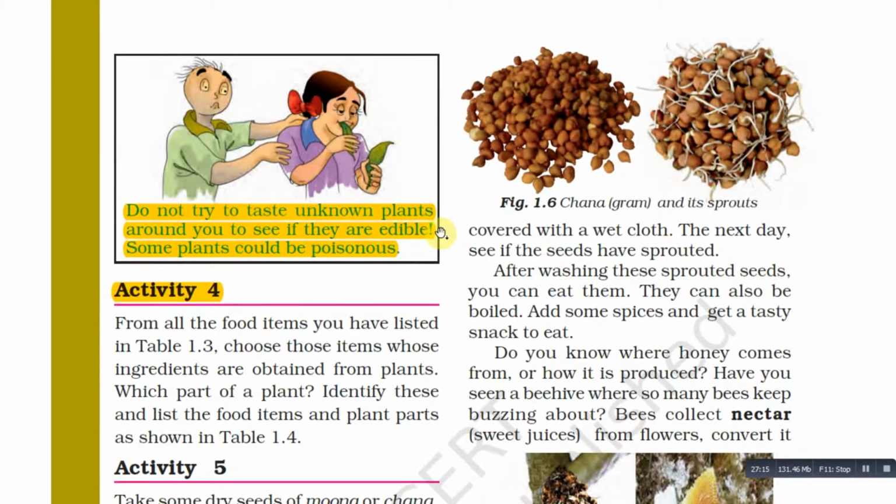Okay, now see here, there is a caution notice. Do not try to taste unknown plants around you to see if they are edible. Some plants could be poisonous. Okay, you are not Bear Grylls. I hope you are seeing Man versus Wild. In that, the person named Bear Grylls tries different animals and plants to eat to survive in unknown locations. But you should not do like that. If you know what you can eat and what you cannot eat, then it is okay. Otherwise don't play with it, because some plants could be poisonous also.